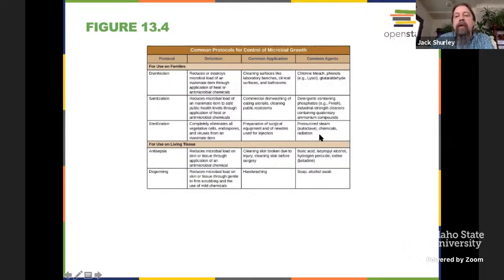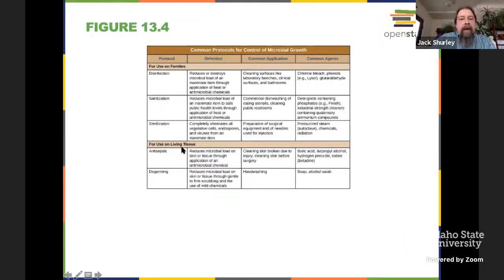Pressurized steam, like an autoclave or a pressure cooker. There are other potentials with some chemicals or radiation, dependent upon the substance. Some things can't tolerate the high pressure and, well, really high temperature of an autoclave. So radiation might be utilized instead. And there are maybe types of plastics we could think of as an example of something that may not tolerate those high temperatures.